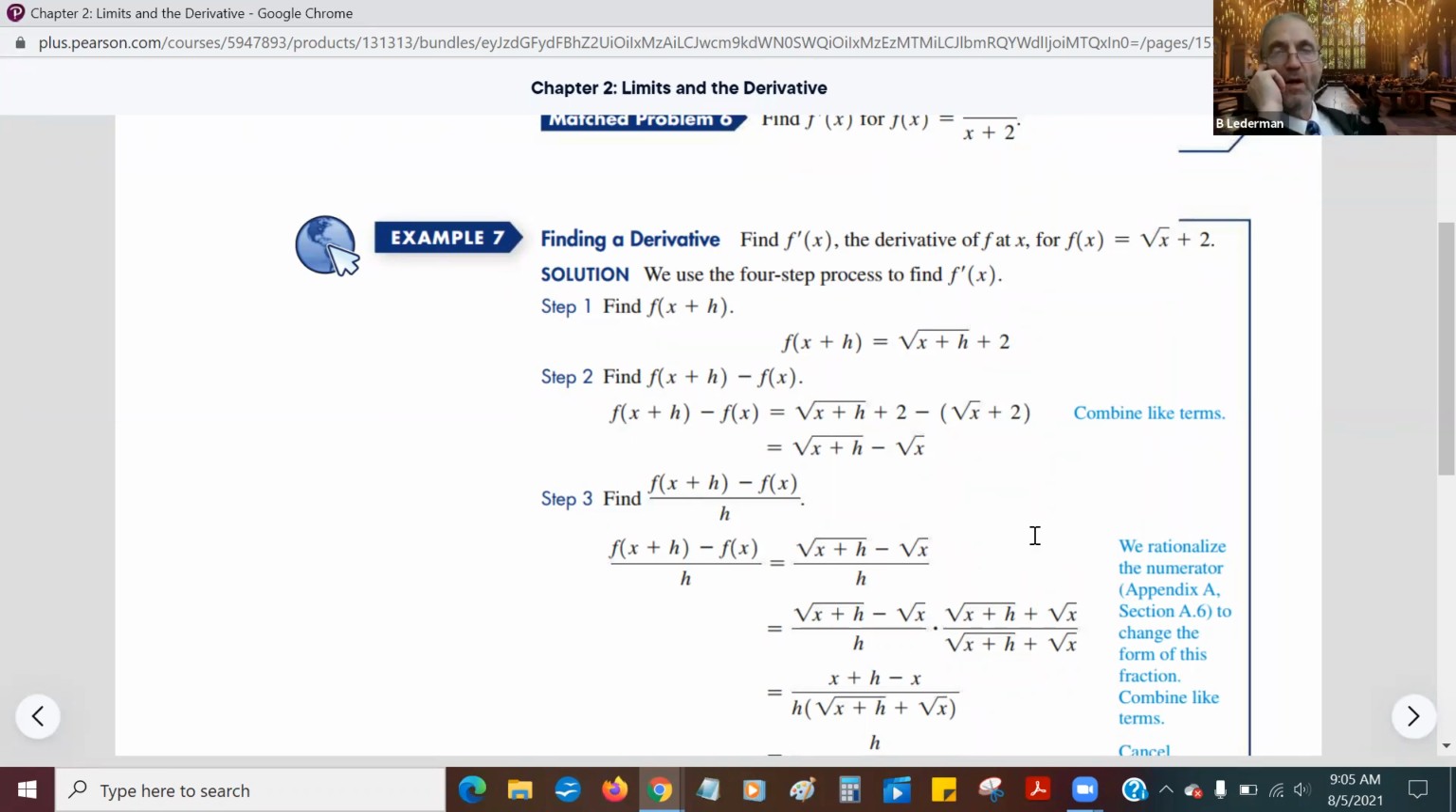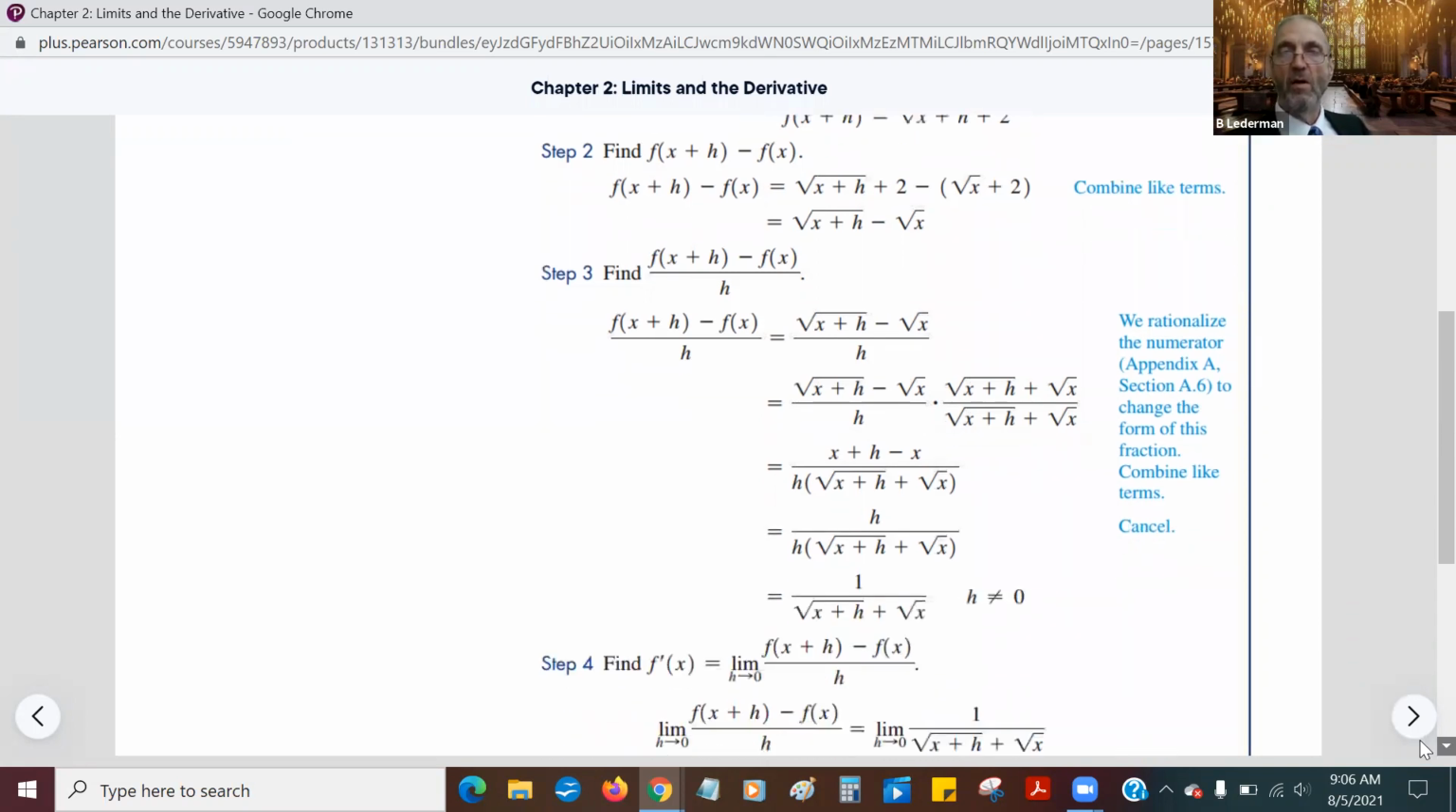Now, I want to work this out. In theory, you could stop right at this point. The only thing is, I want something where if I just plug in h equals 0, it's not going to have 0 on top and 0 on the bottom. I want to work this a little bit with some algebra. So I'm going to multiply top and bottom by square root of x plus h plus square root of x. This is going to create a difference of two squares type situation. So on top, I'm going to have x plus h minus x, because the square root times the square root just becomes the regular thing. And on the bottom, we're going to have h times this whole mess.